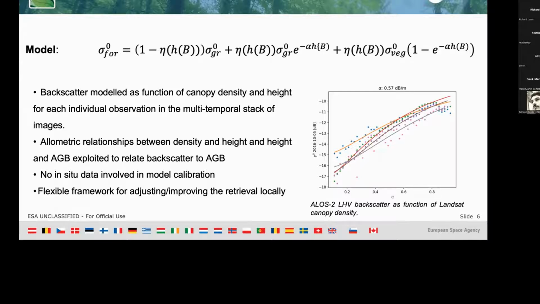Canopy density could also come from LiDAR or like GEDI. So far it's been optical products. And then the model that relates backscatter to biomass is inverted using the parameters that have been determined before for each individual image in a multi-temporal stack. So it's a very flexible framework for adjusting the retrieval locally. So we can adjust everything at a very local level here.